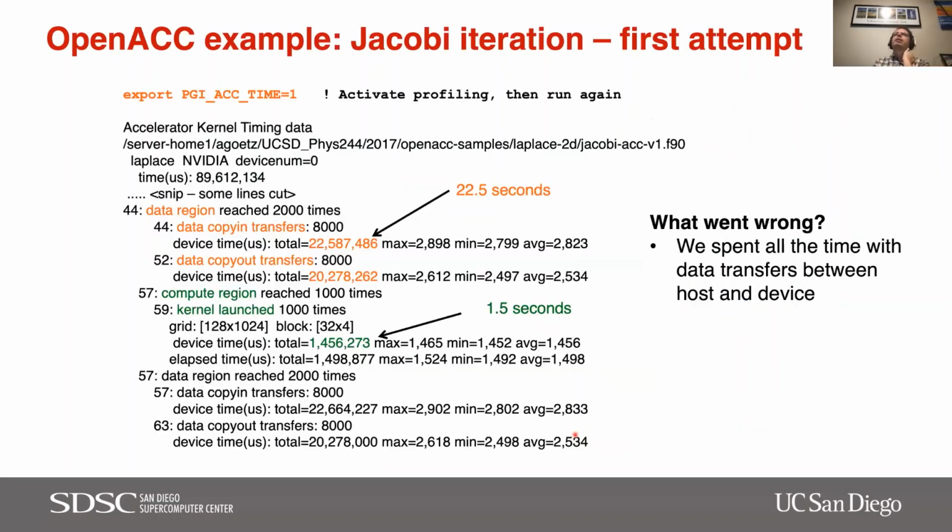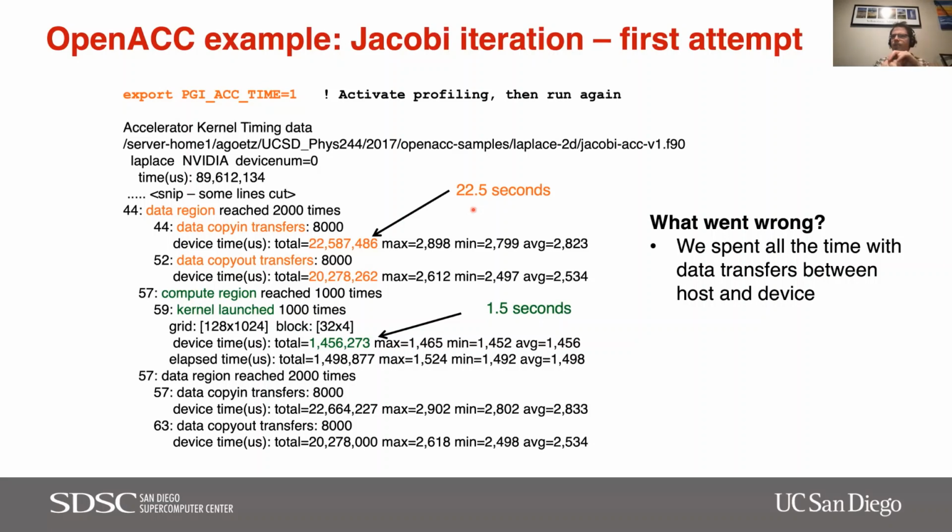So what happened? Now you can set this environment variable PGI_ACC_TIME equals 1 that activates profiling, and then you just run that executable again. And you will notice that here we have a compute region. A kernel is being launched 1,000 times, because I set the maximum number of iterations to 1,000. And it takes about 1.5 seconds. So these are microseconds here, right? 1.45 million microseconds. But we have data copy in and data copy out, and they take like 22.5 seconds.